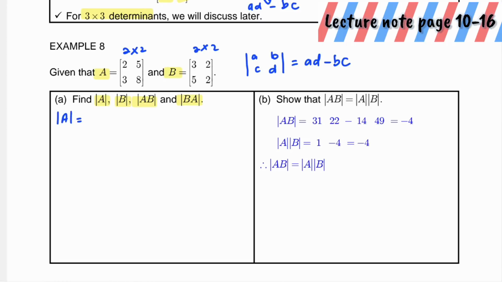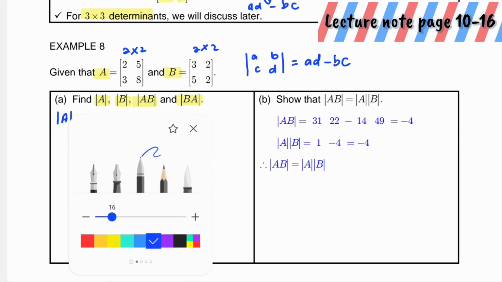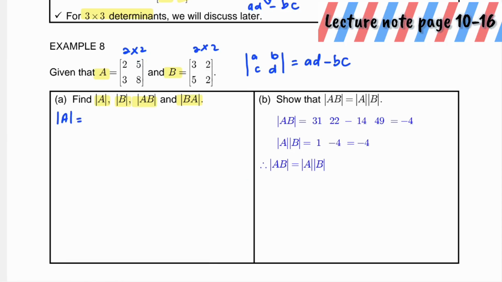To find the determinant of A, you just need to identify the values of a, b, c and d, and then calculate. So a is the first element of the matrix A. So a will multiply with d, minus b multiplied with c. You just need to follow the given formula, which is 2 times 8 minus 5 times 3. That will give you 1.